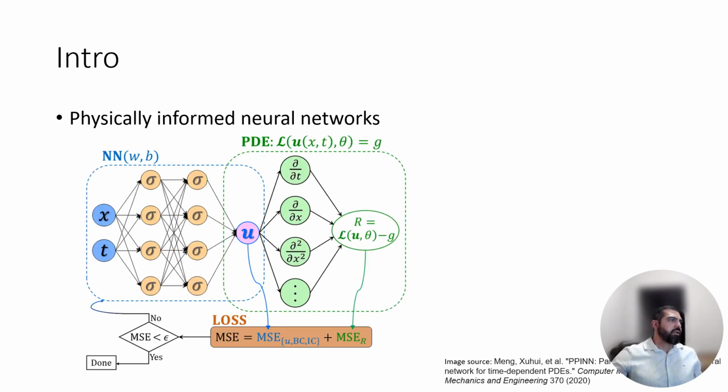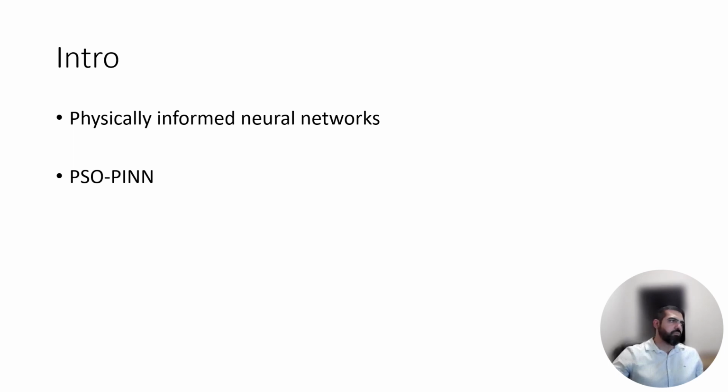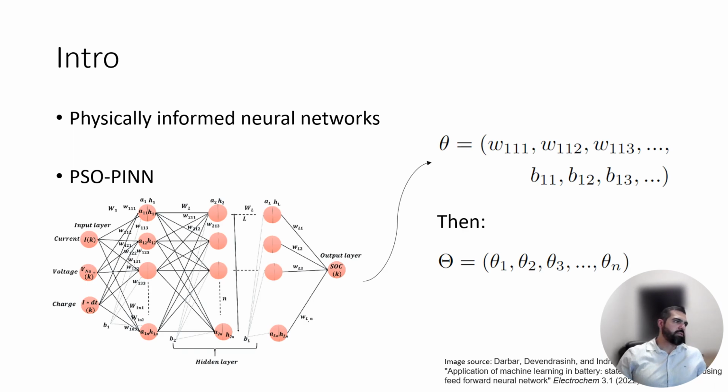So let's define what a physically informed neural network is. It is a neural network specialized to solve partial differential equations. It takes advantage of the gradients that are computed during the forward phase of the network training to calculate the residual error. And then it will use this residual error and the data error to guide the training of the neural network.